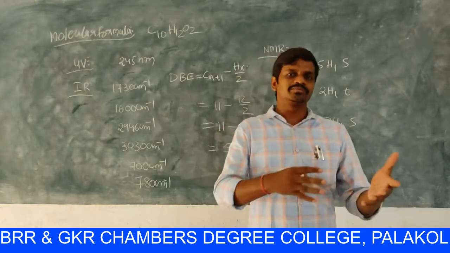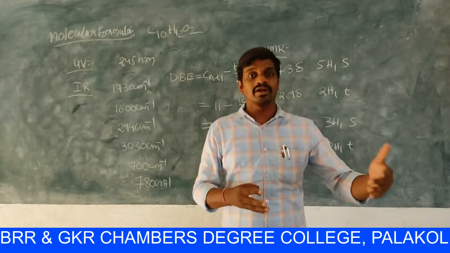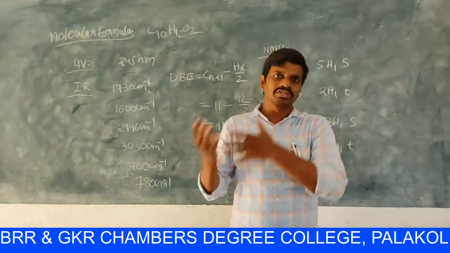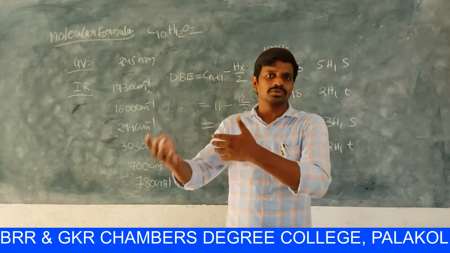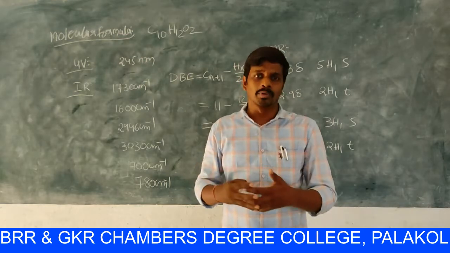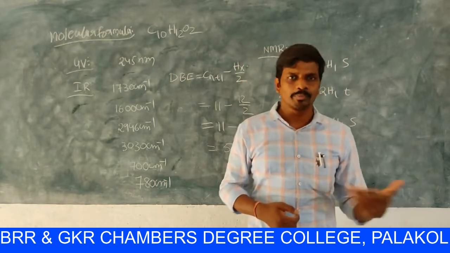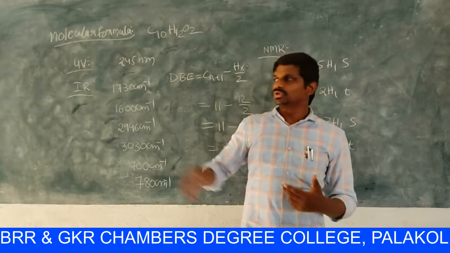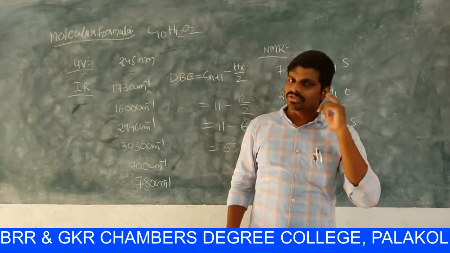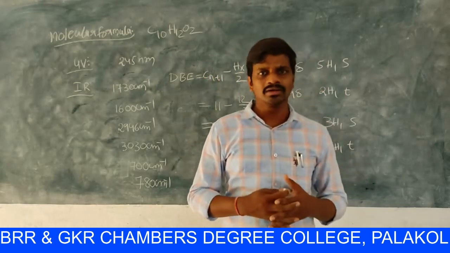If the epsilon max value is about 10,000 or 20,000, it represents an allowed transition. That means a carbon-carbon double bond or benzene ring. In an aromatic benzene ring and a carbon-carbon double bond we have pi bonds, so they undergo pi to pi star transitions. So if they give 245 nanometers along with such an epsilon max value, you can confirm it is an aromatic ring or a carbon-carbon double bond.